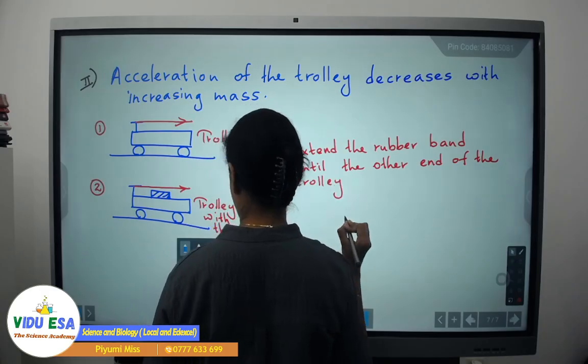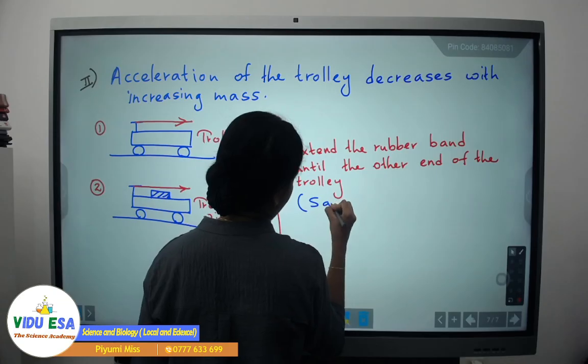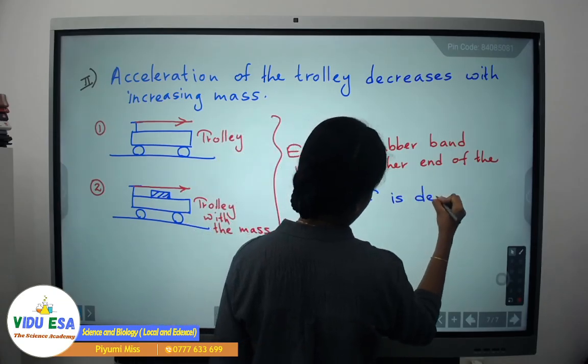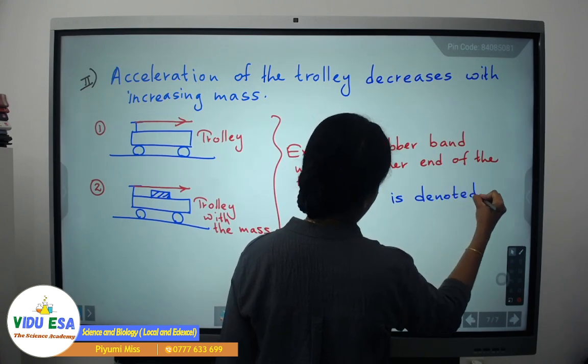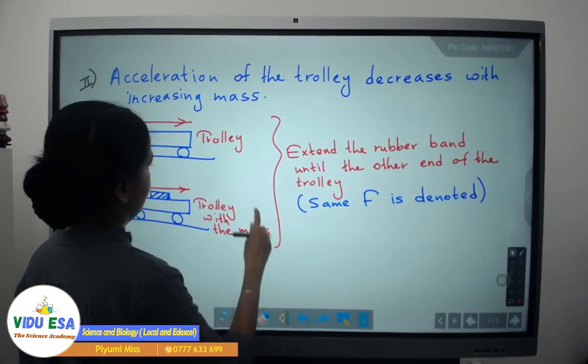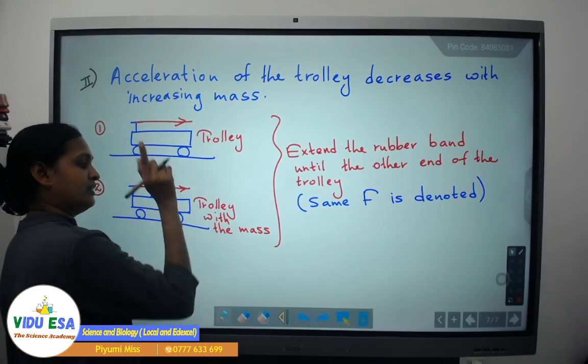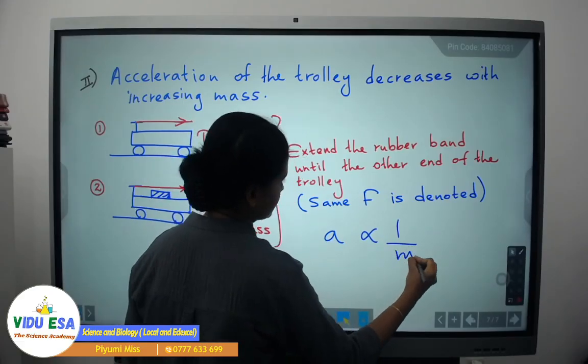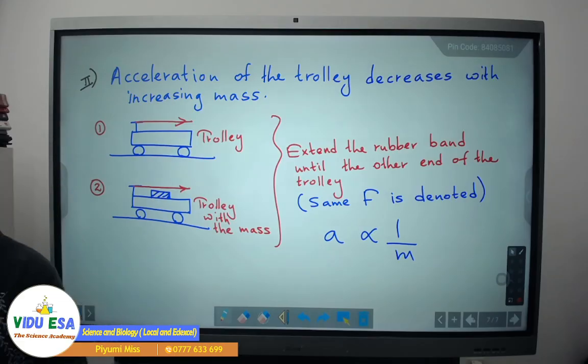What does it say? Same force is denoted there. So we can conclude that when we increase the mass, the acceleration reduces. Therefore, acceleration is inversely proportional to the mass.